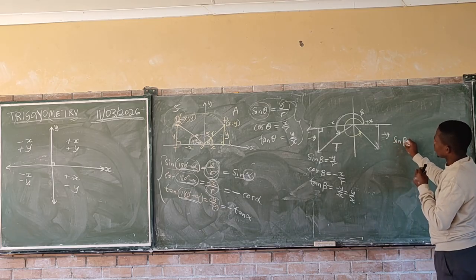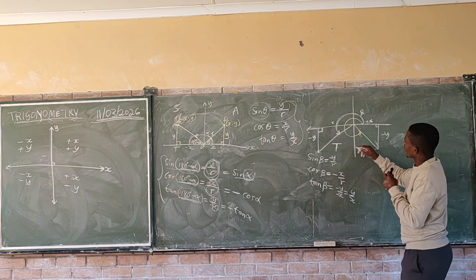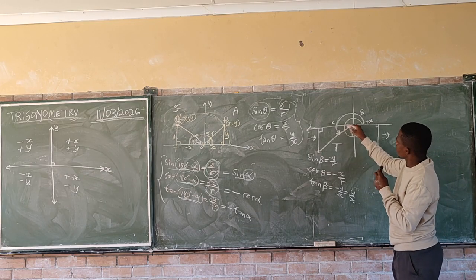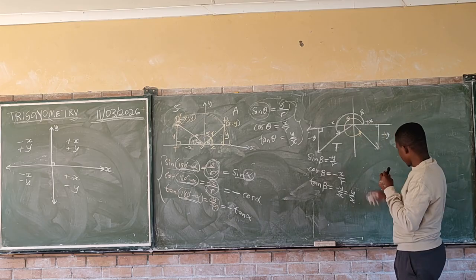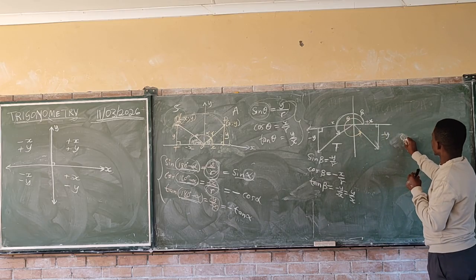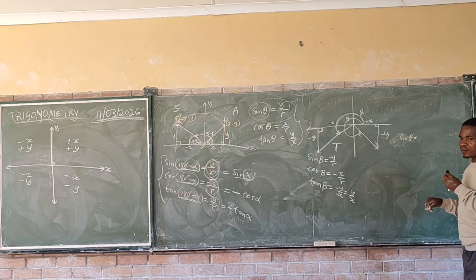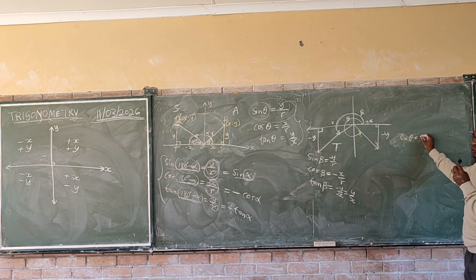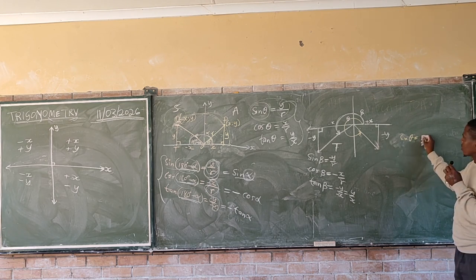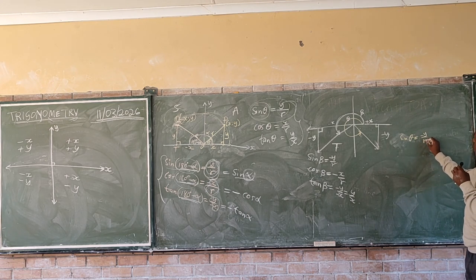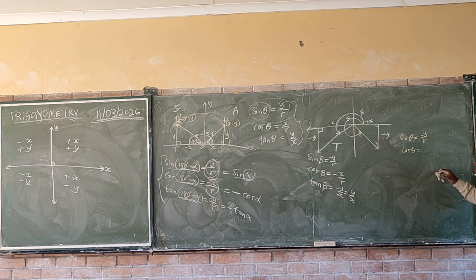Let's give it another name. What can we give it? Let's give it theta again on this one. So sine of theta, it will be negative y over r. So you can see sine is what? Negative. Cos of theta is how much? x over r. So you can see that ratio is what? Positive.